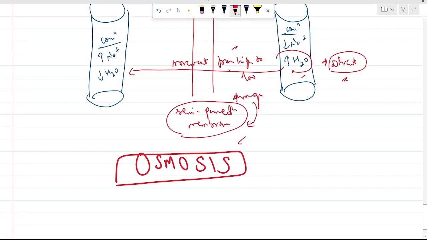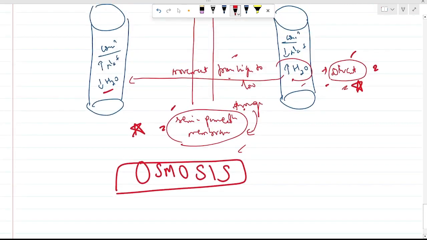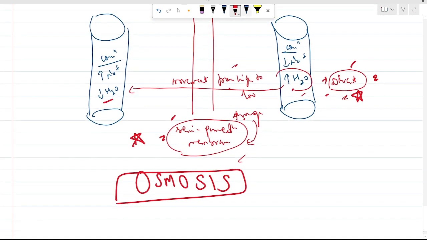So osmosis is the movement of the solvent. We need to remember, again I am repeating, solvent, not solute, from high concentration to low concentration through a semi-permeable membrane. These two are the important things we need to remember: solvent and semi-permeable membrane. So this water moves through this semi-permeable membrane from high to low concentration.